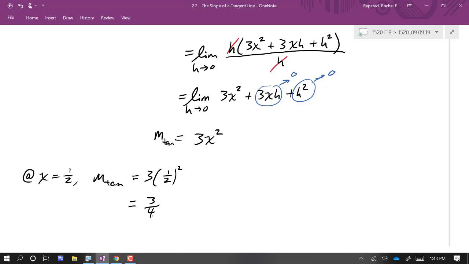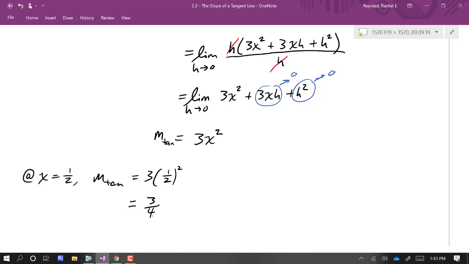Plug in x for two values and see how they relate to each other, like how increasing or negative. So plug in two values to this? Can you set it to 0? Set what to 0? Let m tangent be 0, then find x. Why? Because that's where it's going to be, where the tangent slope is 0, right?